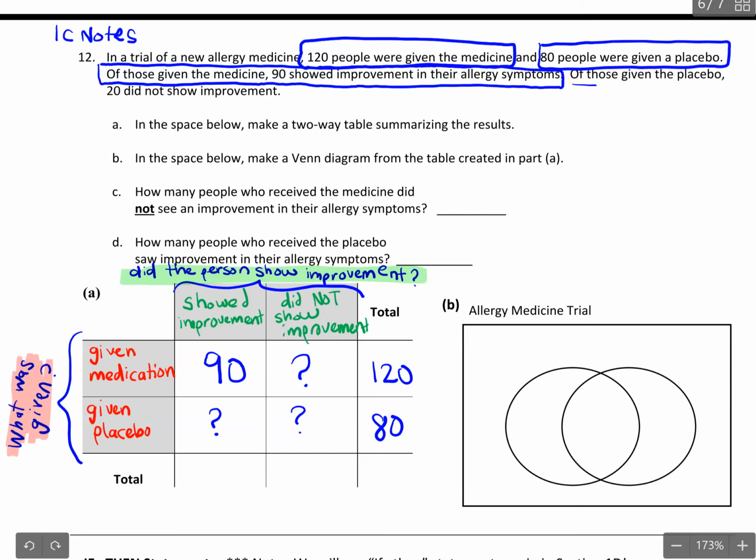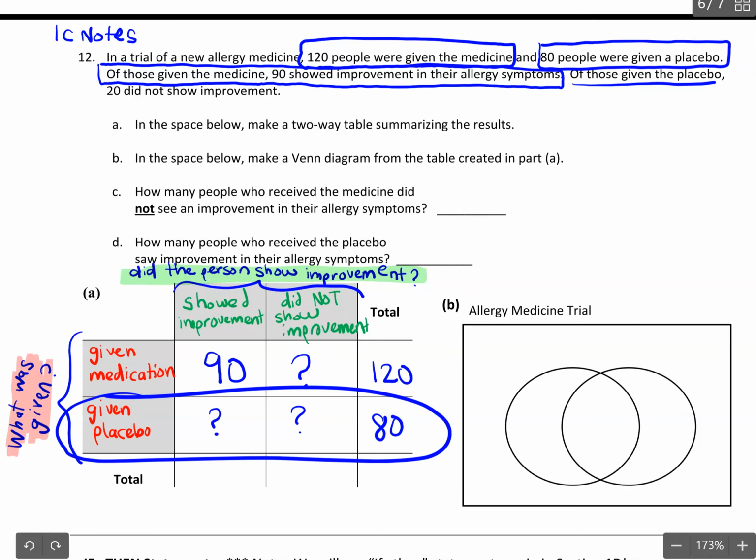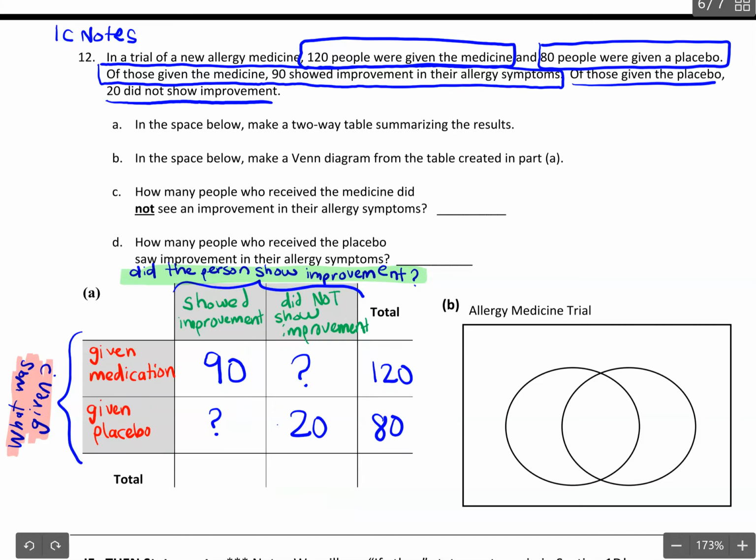Then we're told of those given the placebo, so everyone in the second row was given the placebo. So of those given the placebo, 20 did not show improvement. So I need to focus in on the column that did not show improvement. So I'm going to record 20 here in this cell. Those 20 people were given the placebo and did not show improvement.